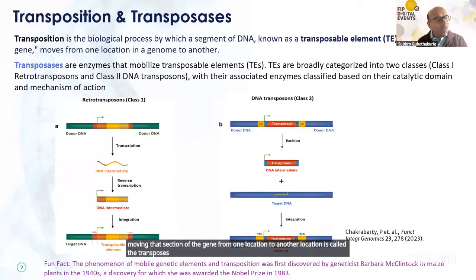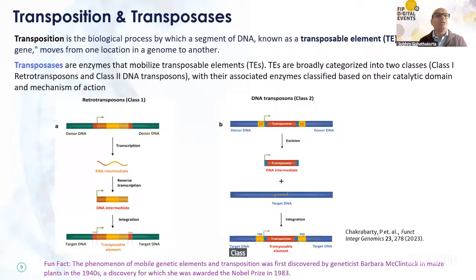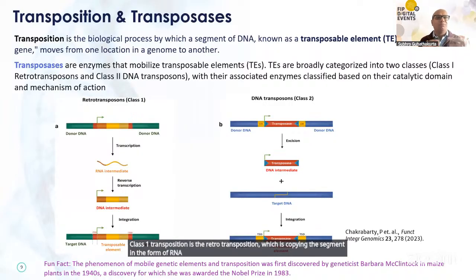There are two types of transposition event. One is class 1 transposition, another one is class 2 transposition. Class 1 transposition is retrotransposition, which is copying the segment in the form of RNA, then the reverse transcriptase forms a DNA intermediate, and then it gets copied into another section of the genome.